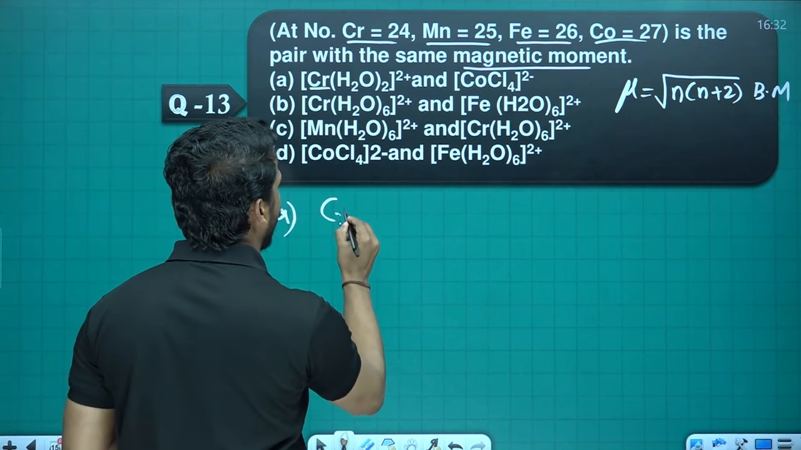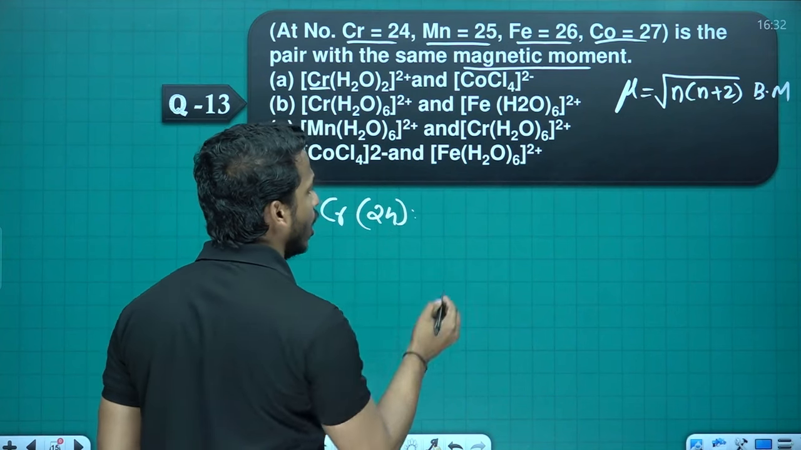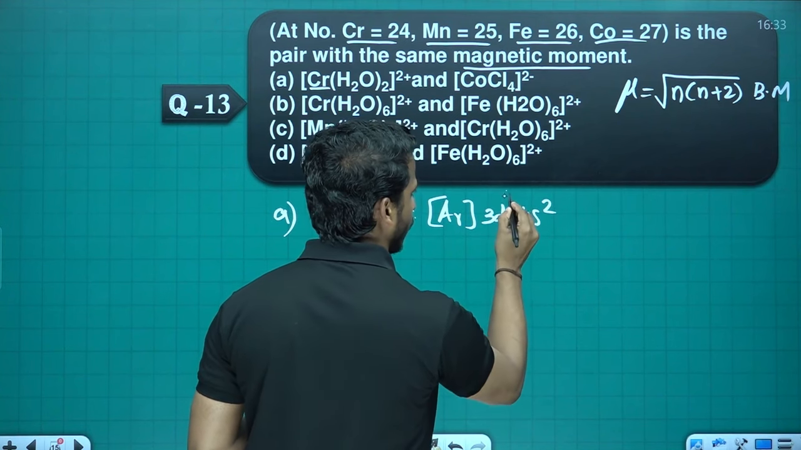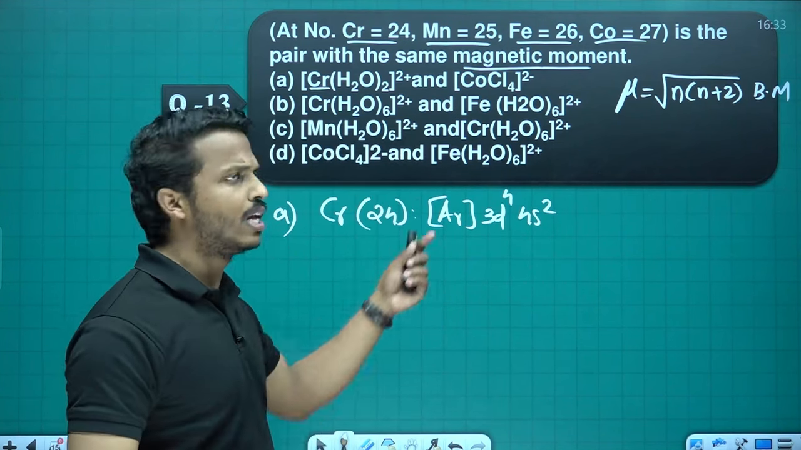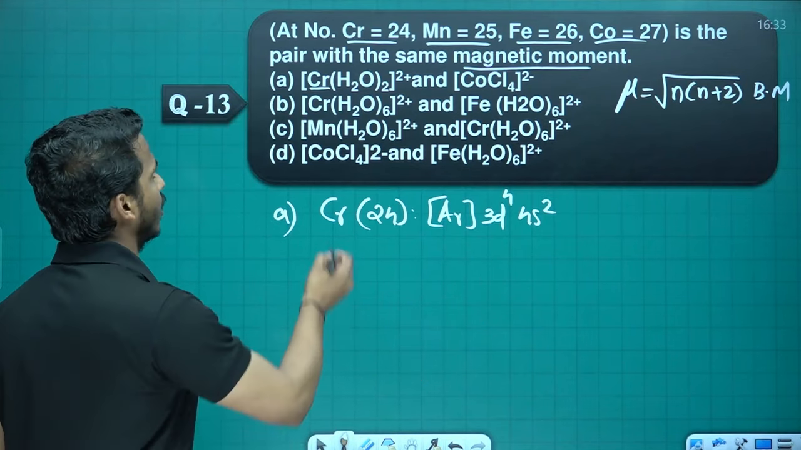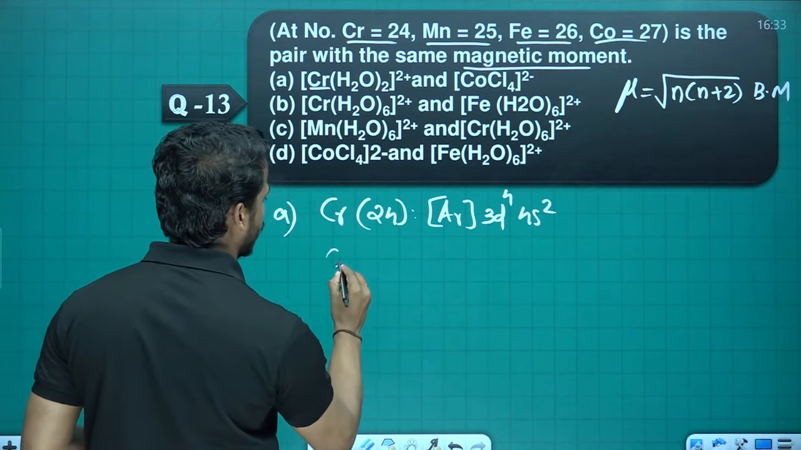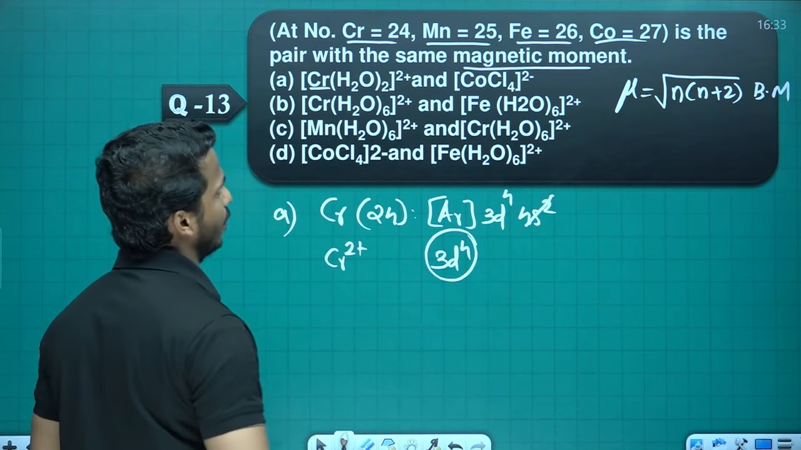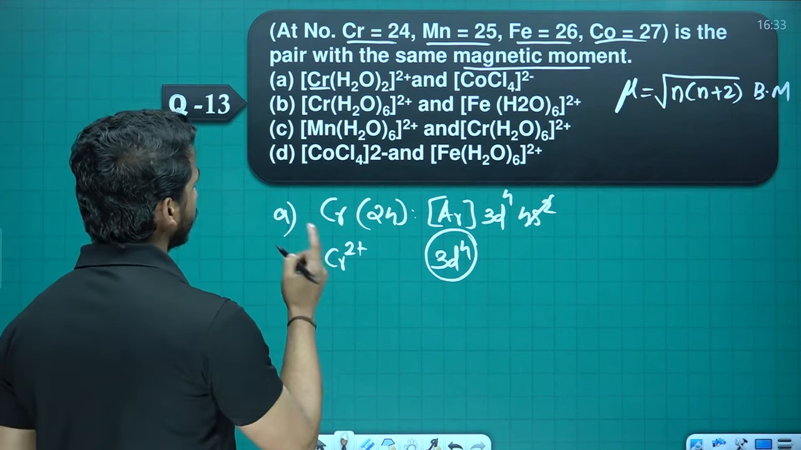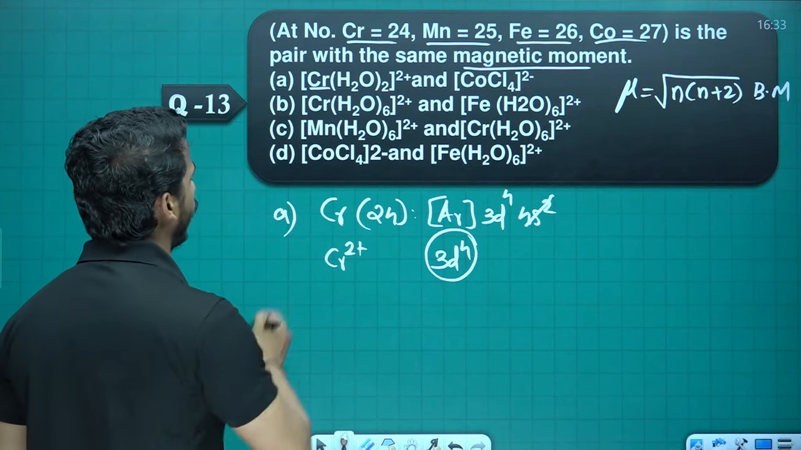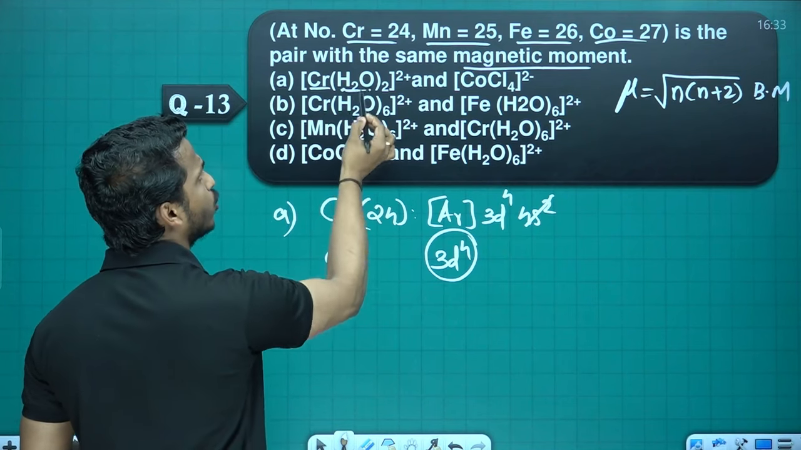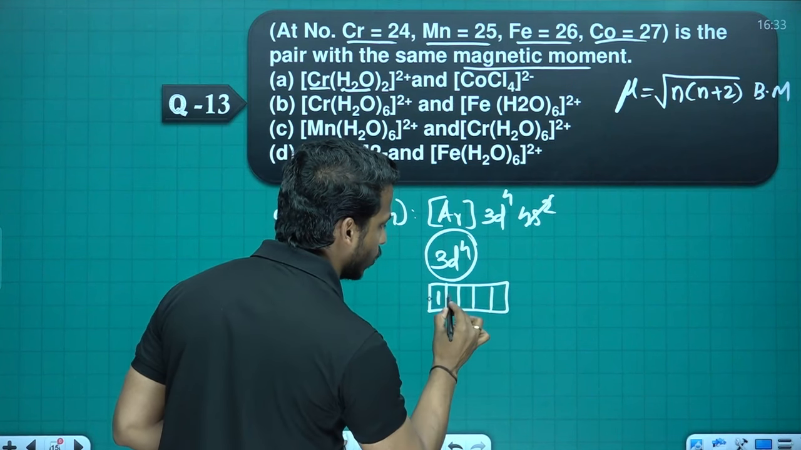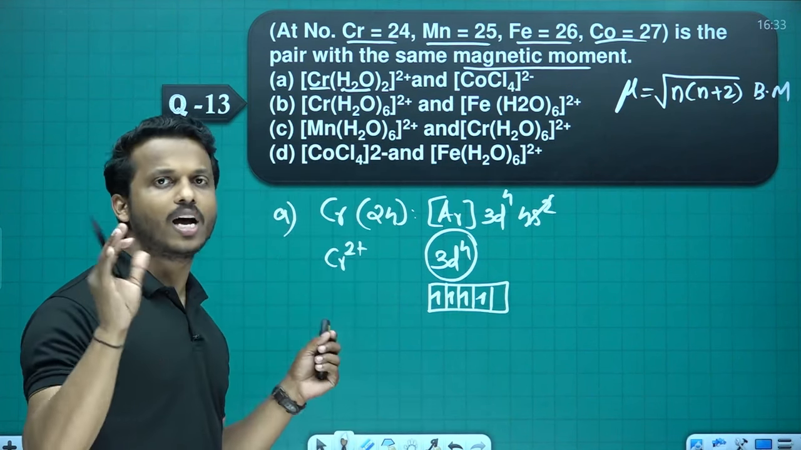Which is the central atom? Chromium, atomic number 24. Normal configuration is argon 4s2 3d4, though chromium is an exception case. Anyway, you are going to lose electrons, so no need to work that out. Chromium here has charge 2+, so 2 electrons are gone. What is remaining? 3d4. H2O is a weak ligand, so pairing won't happen. So the 4 electrons exist as 1, 2, 3, 4. 4 is the number of unpaired electrons.